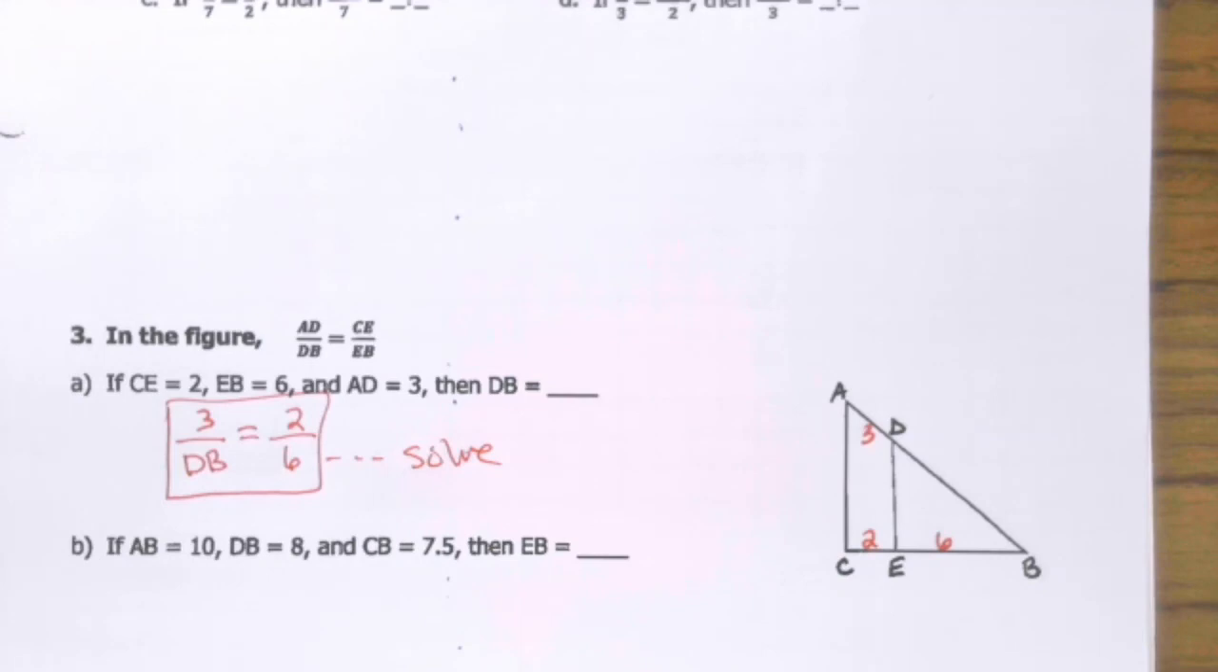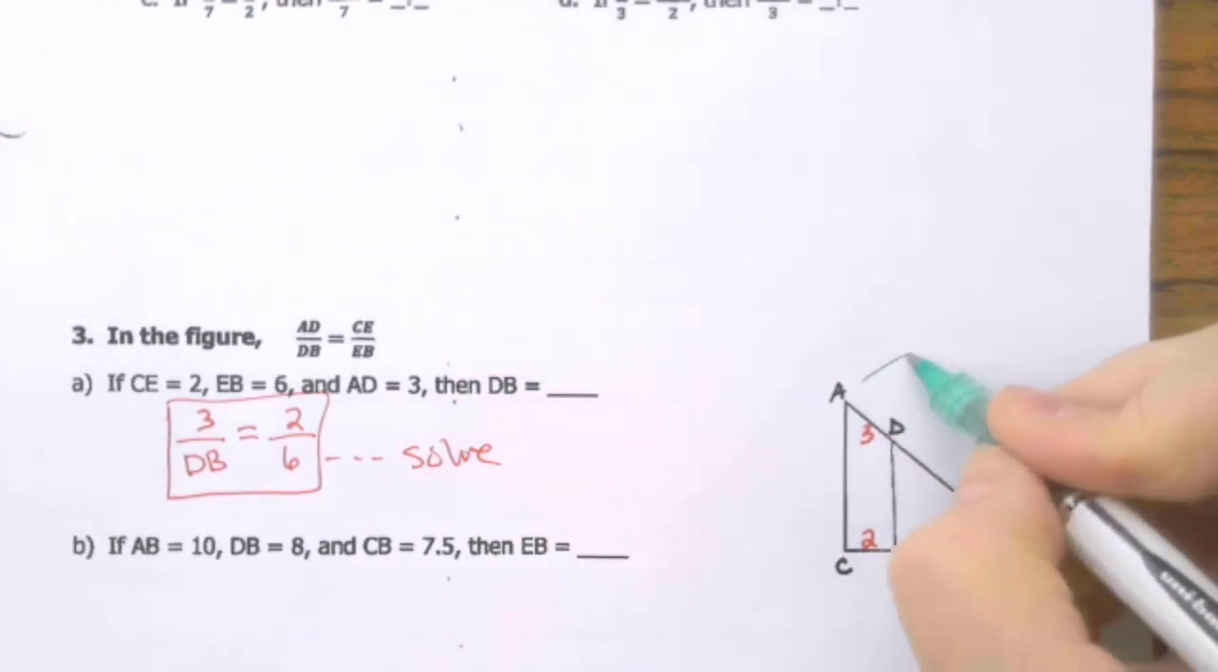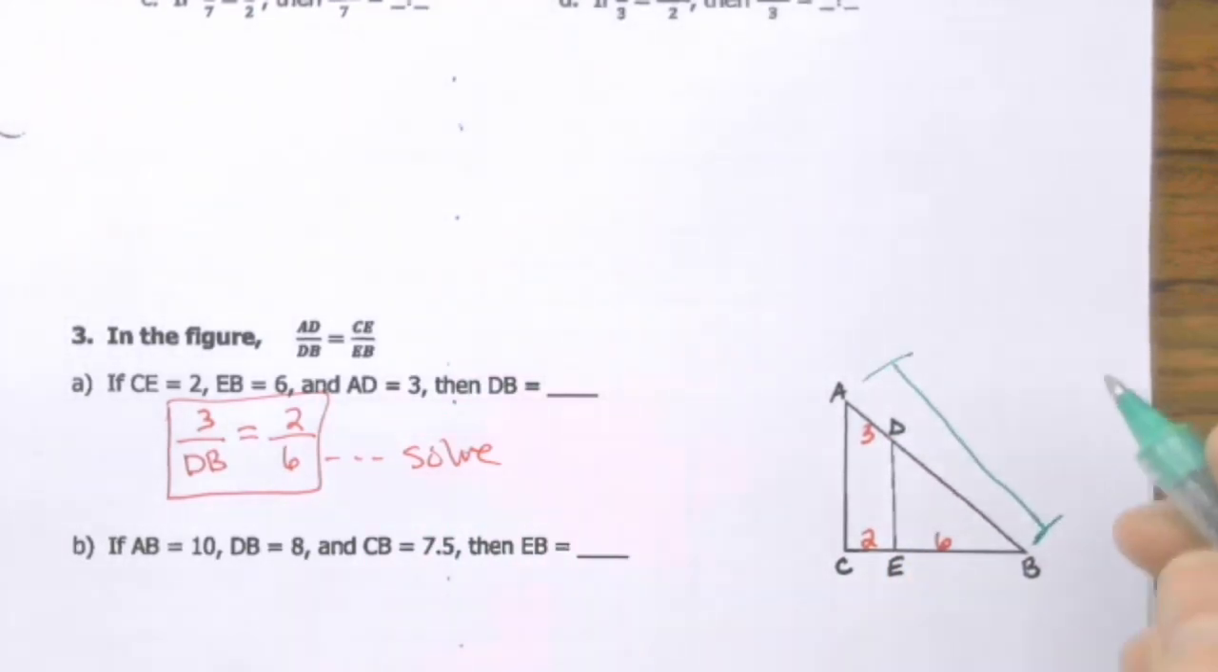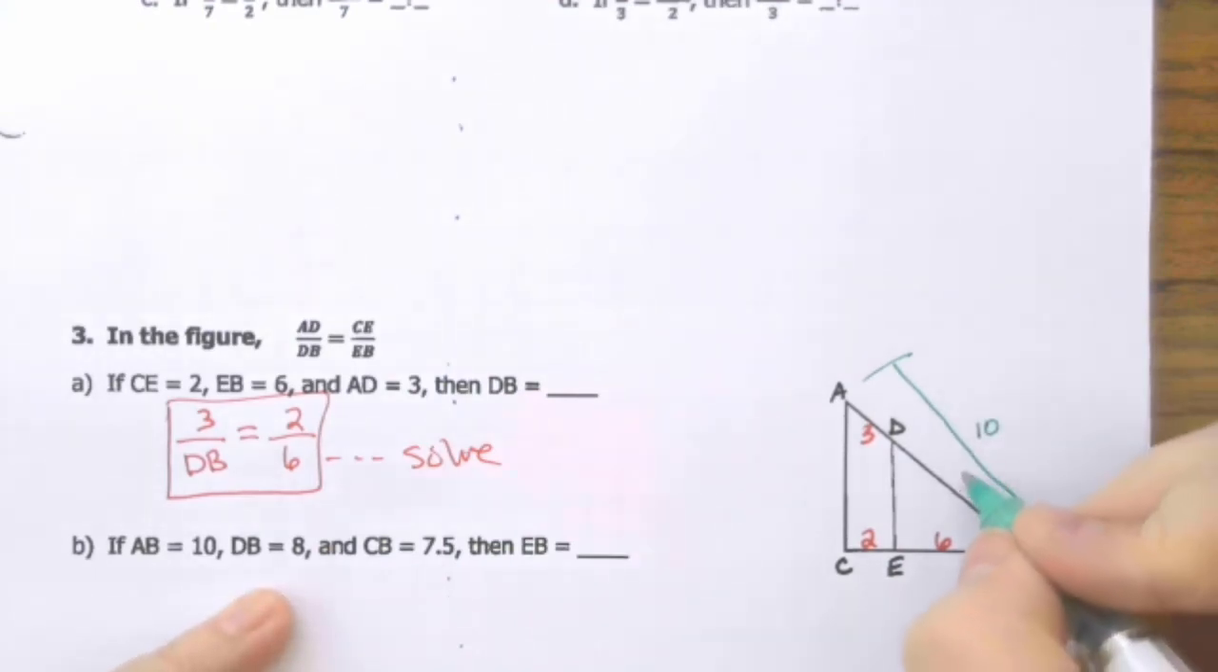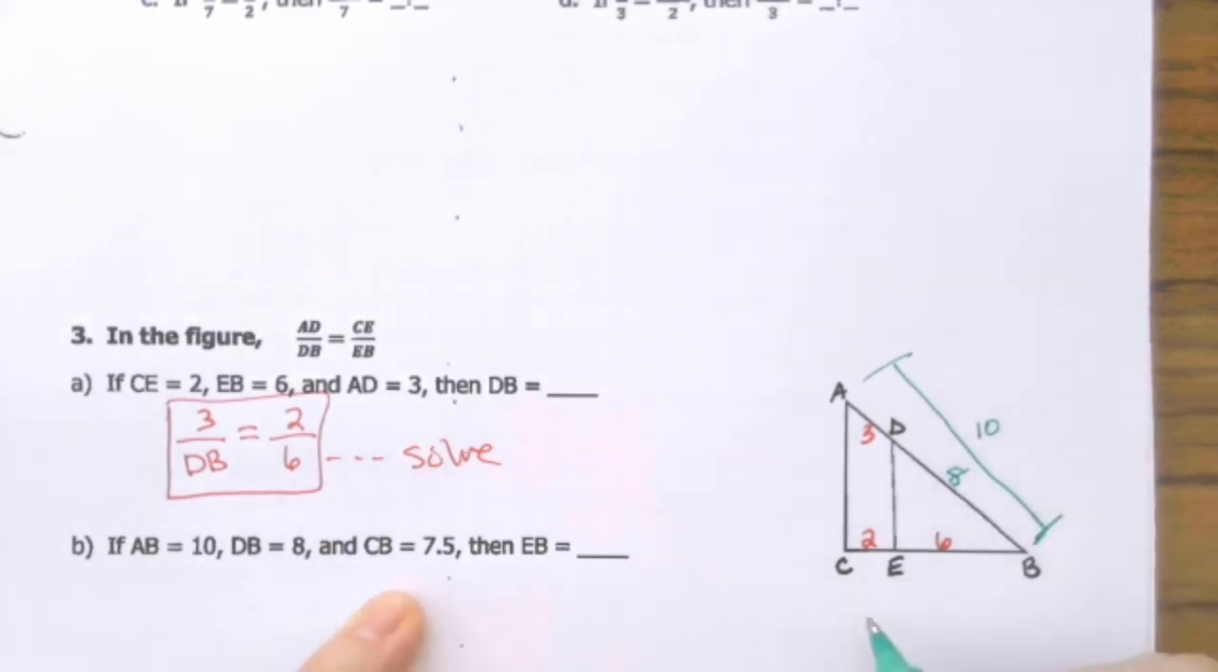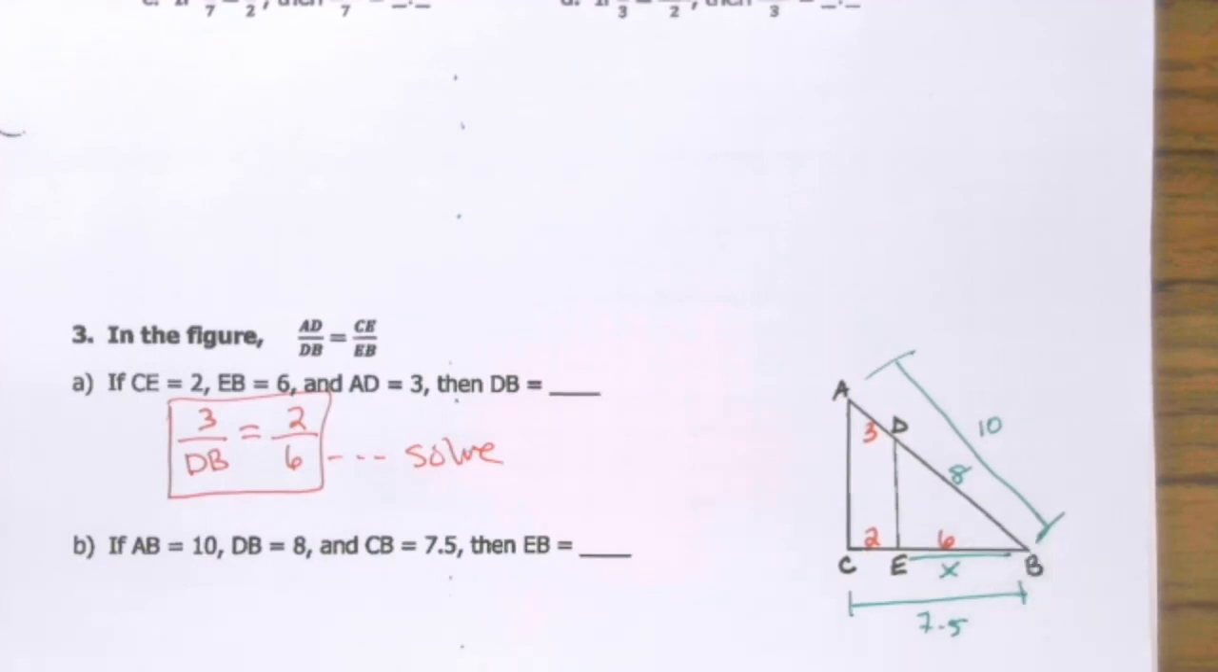So for the second equation, they've given you different numbers. They've told you that A to B, so from here to here, is 10. D to B is 8. C to B, which is from here to here, is 7.5. And you're looking for E to B, which is X. So in this case, we have to do some subtracting. We need AD. Well, AD is this whole piece minus the DB.